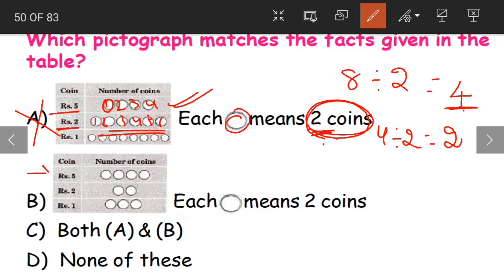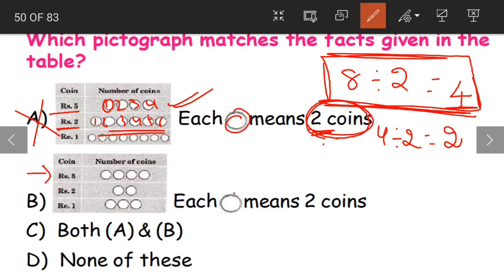Again we have to start from our 5 rupee coins. How many should be there? 4 5 rupee coins. Yes, I mean 4 circles. We should draw 4 circles. 1, 2, 3, 4. Yes, we have 4 circles. So 5 rupees is matched correctly.